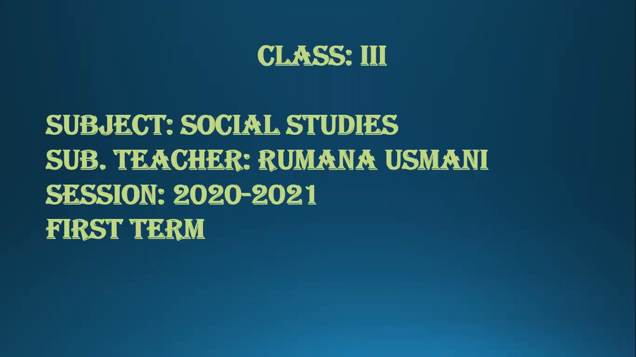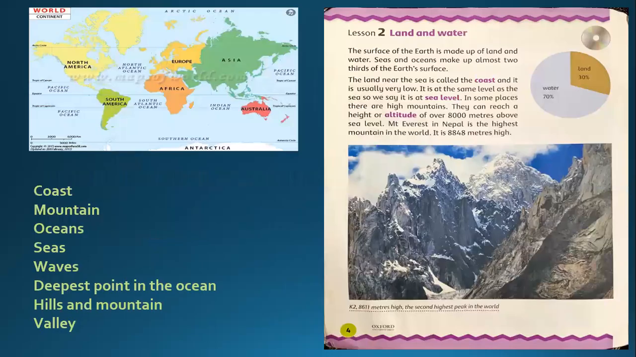This is our social studies class, and today we will continue our lesson number 2, land and water. Hope you all remember what we have studied in the previous lecture, that the surface of the earth is made up of land and water, as you can see in this picture. Remember that seas and oceans make up almost 2/3 of the earth's surface. Water is more than the land on our earth: 70% water and 30% land.